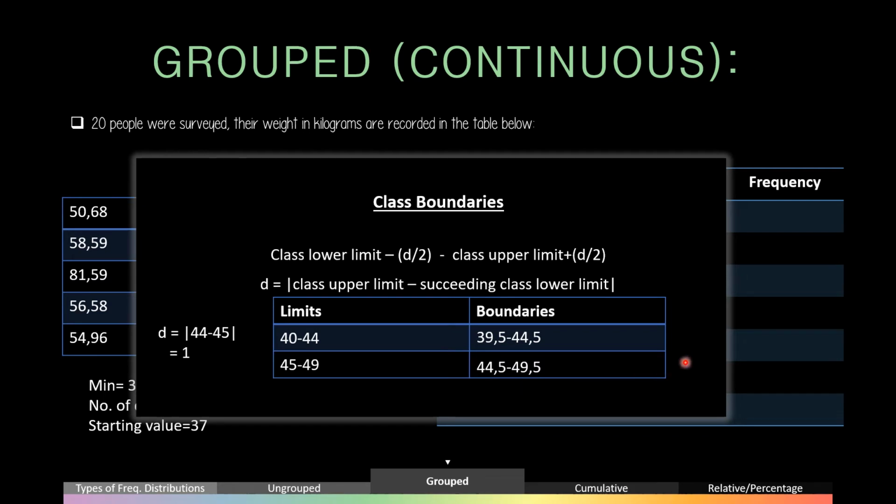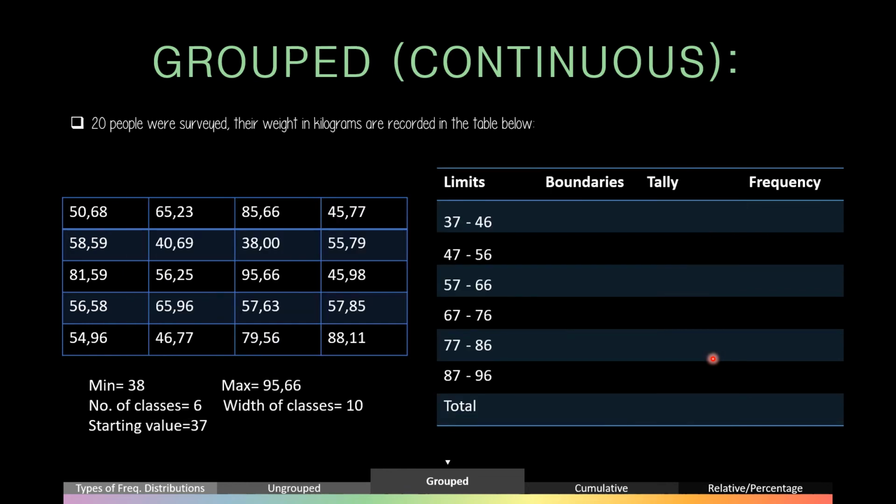So you might have noticed something interesting. It seems as if the upper class boundary and the succeeding lower class boundary are equal. And that is true, and that's actually what we're looking for, because by doing this, we ensure that our data values will fall into at least one boundary. So when you construct your class boundaries, you want to make sure that the succeeding lower boundary and the current upper boundary are equal.